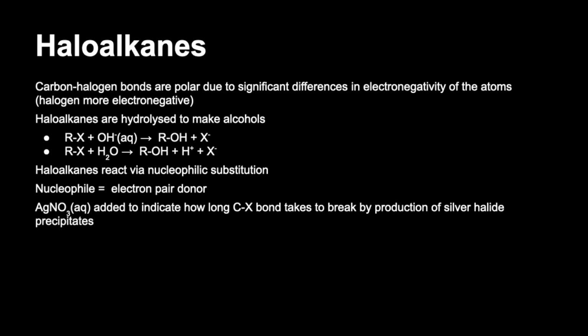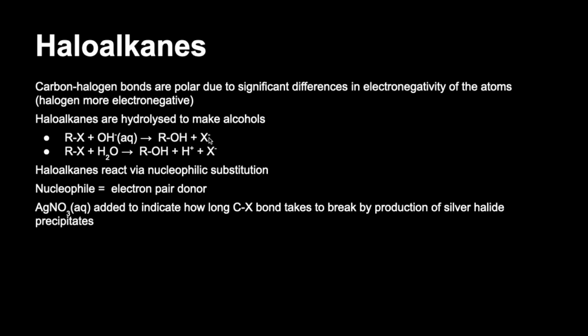If you add silver nitrate solution to that mixture, you can get a measure of the rate of hydrolysis because the reaction will produce a silver halide precipitate. So you can see in both of these examples here, you get a halide ion produced. Well, the silver ions from the silver nitrate solution will create a silver halide precipitate. So you'd get a white precipitate if that was a chloride, cream if it was a bromide, and yellow if it was an iodide.